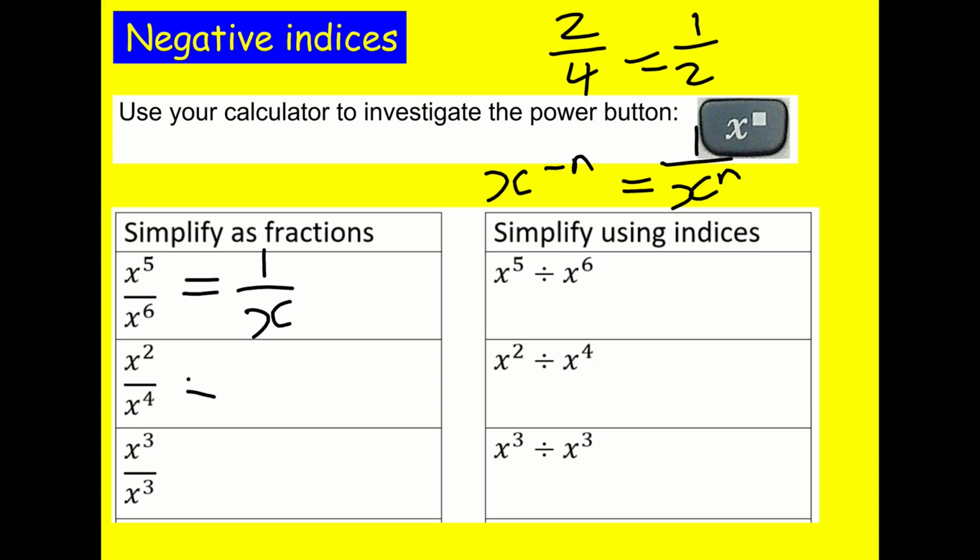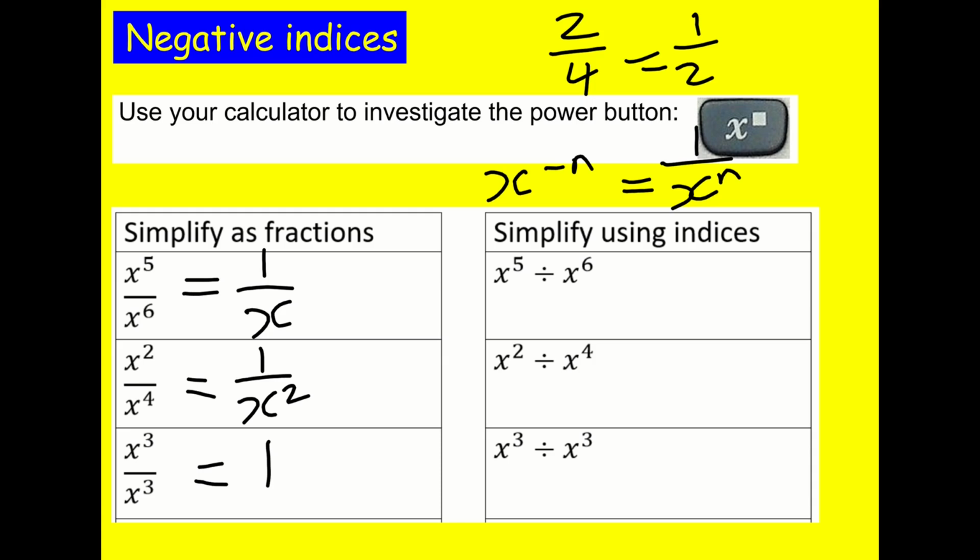Similarly for this one, I can divide through top and bottom by x squared. The top becomes 1, the bottom becomes x squared. I'm leaving it as a fraction. And this one here, x cubed divided by x cubed, well, I can either divide top and bottom by x cubed to give me 1 over 1, or I can just see that actually I'm dividing something by itself. That's going to give me 1.